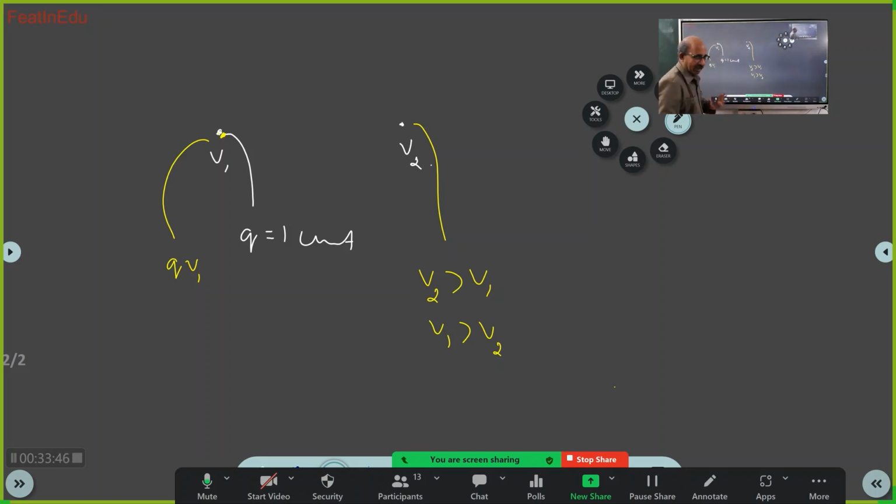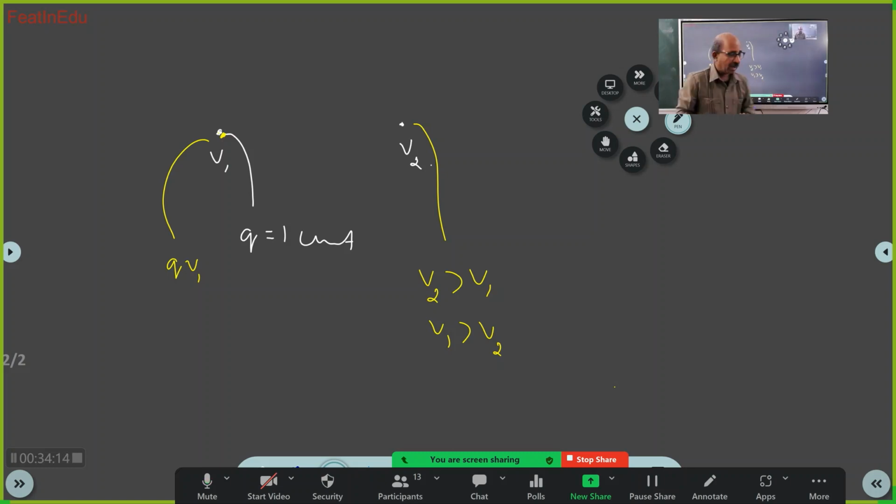So, this is the potential difference. Now you see, students, if I move this from higher potential to lower potential, its potential energy decreases. If I move it from lower potential to higher potential, its potential energy increases. If I want to move it from lower potential to higher potential, then I should do work.